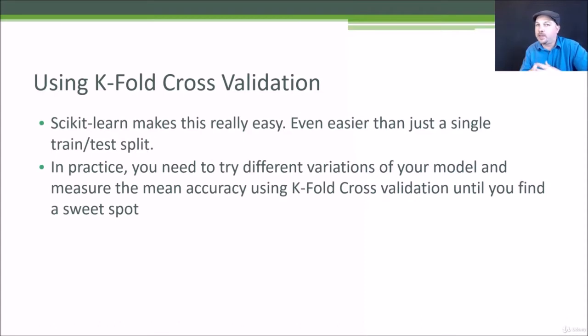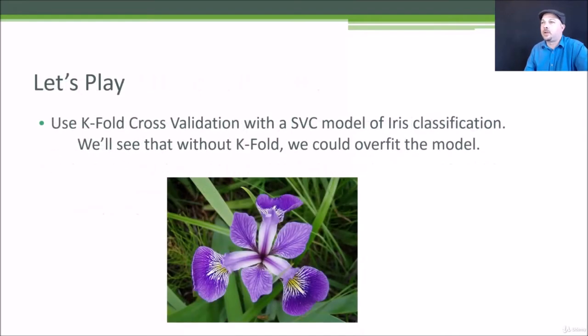And just keep refining that model, keep trying different values within it, keep trying different variations of that model, or maybe even different models entirely, until you find the technique that reduces error the most using k-fold cross-validation. So let's go dive into an example and see how it works. We're going to apply this to our iris data set again, revisiting SVC, and we'll play with k-fold cross-validation and see how simple it is.